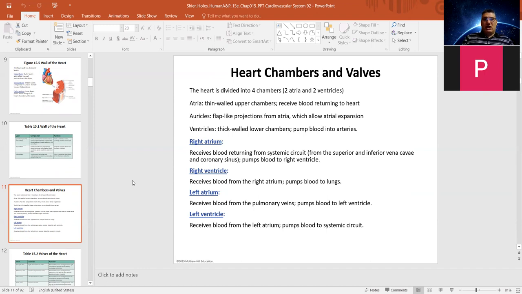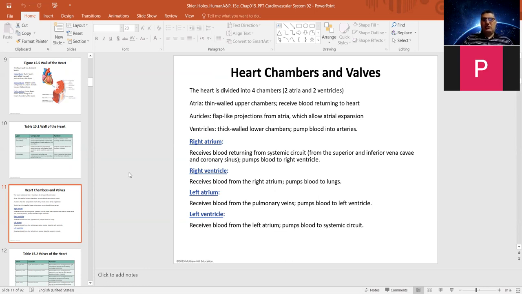Now the chambers are right atrium, right ventricle, left atrium, left ventricle. I'm going by the sequence of the blood. You get the blood into right atrium, go to the right ventricle. Lung, come back, left atrium, left ventricle. To the body, coming back, right atrium, right ventricle. Go to the lung, come back, left atrium, left ventricle. To the body, and so on.